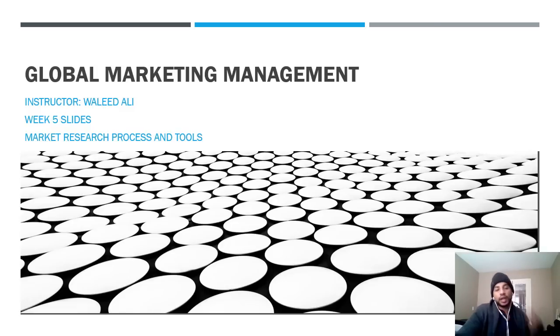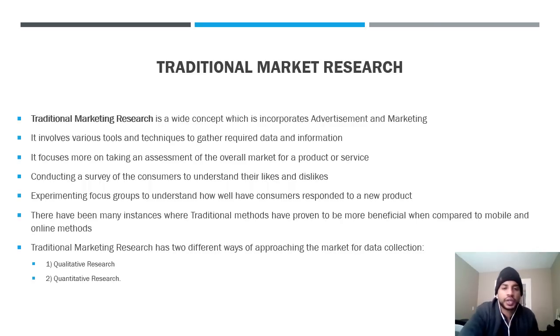Okay, guys, Week 5: market research process and tools. This is not going to be too crazy. We're just going to get into it quickly. So traditional market research, it's very easy, we know about it. It is a wide concept which incorporates advertising and marketing, and involves various tools and techniques to gather required data and information. It focuses more on taking an assessment of the overall market for a product or service.